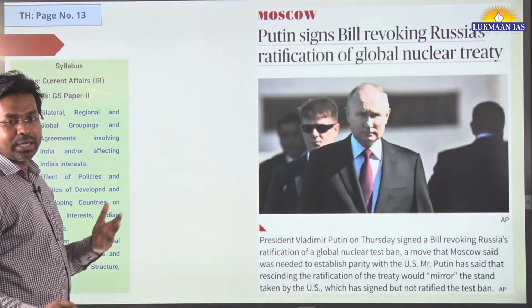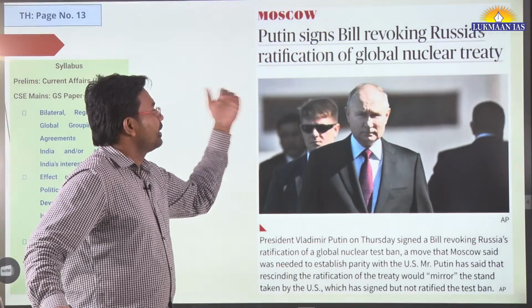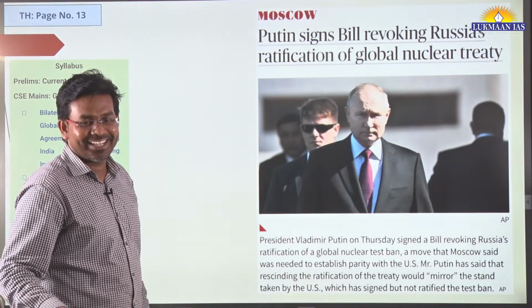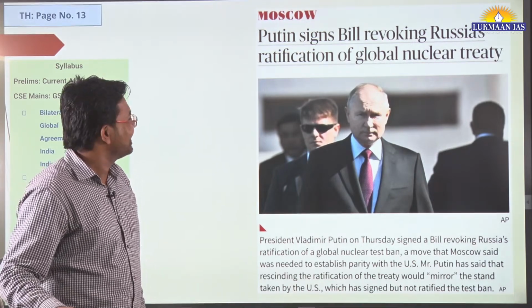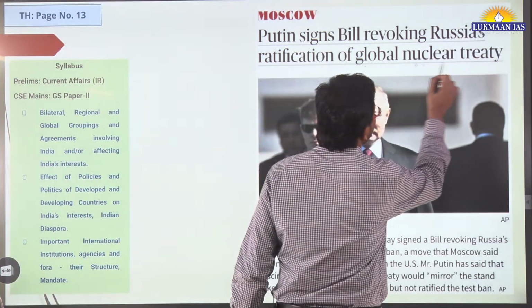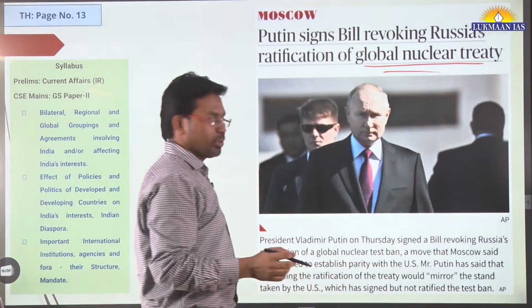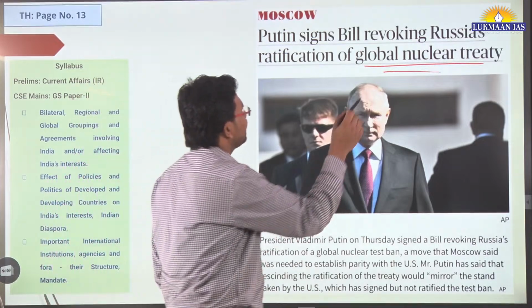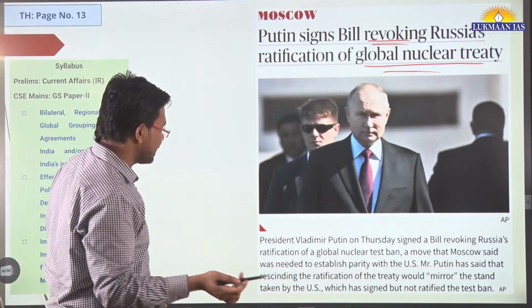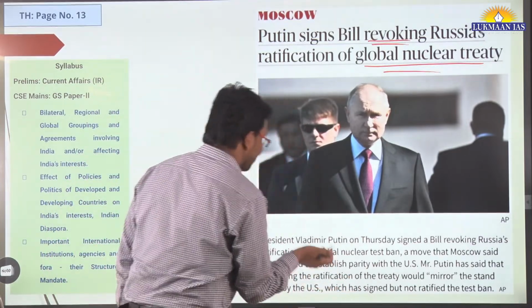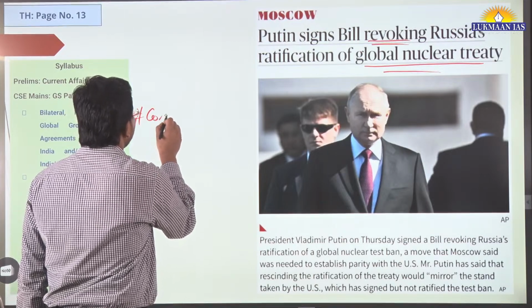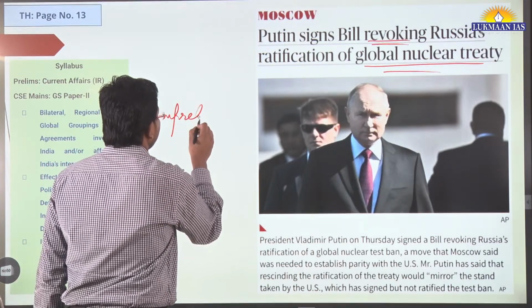Now we have another article. The President of Russia, Vladimir Putin, has waged a war against Ukraine, right? So: Putin signs bill revoking Russia's ratification of global nuclear treaty. It means they have revoked their nuclear treaty. There is a Comprehensive Nuclear Test Ban Treaty, okay? So this is known as the Comprehensive Nuclear Test Ban Treaty.